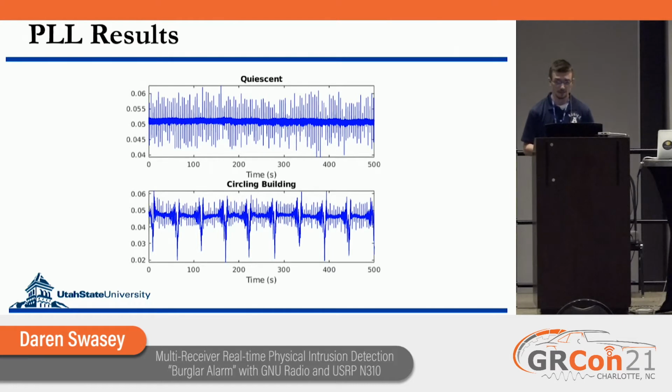The top is the quiescent case, where I would start the test, leave the building, wait for about 10 minutes, and come back in, just to get a good baseline of what it looks like when nobody's there. And you can see it's pretty consistent. Nothing's really going on. Whether it's downsampling or some hardware effects, you get a lot of little blips there, but that is irrelevant. On the bottom is the active case, where as I was circling the building, you'd get these big variations every time I passed that receiver. So obviously there's something going on, and we can use that to detect if somebody's there.